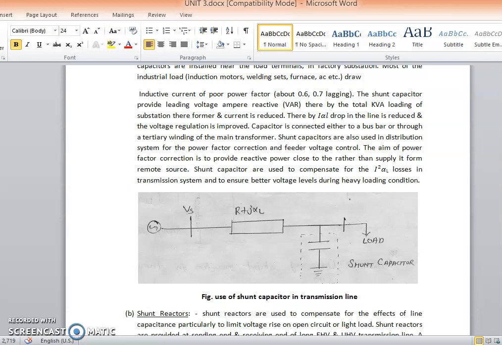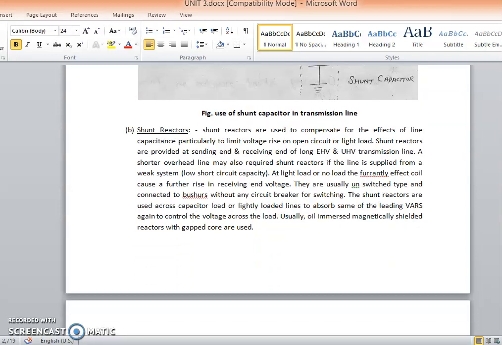The aim of power factor correction is to provide reactive power close to the load rather than supply it from a remote source. Shunt capacitors are normally used in heavy loading conditions. And what is the shunt reactor?